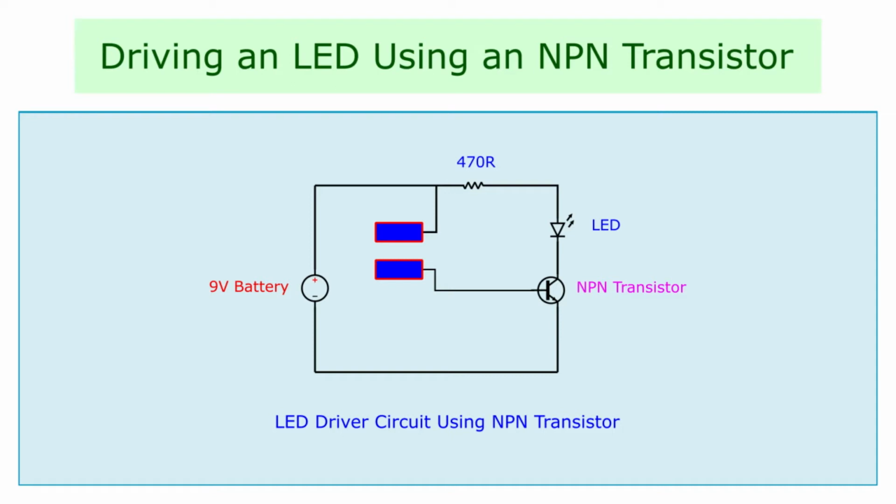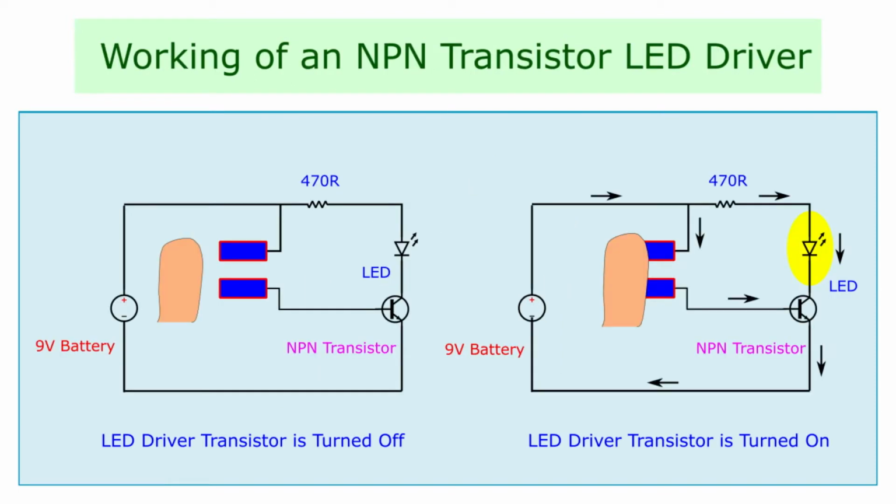Extend the base lead of the transistor using a wire. Also extend the positive lead similarly using a wire. Place these wires next to each other. Touch these wires using your fingers. The LED turns on.